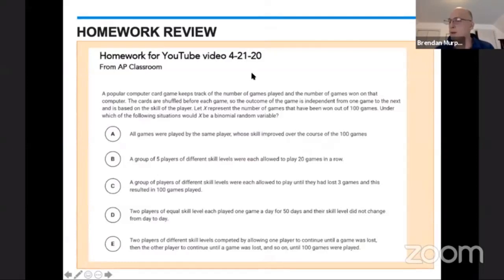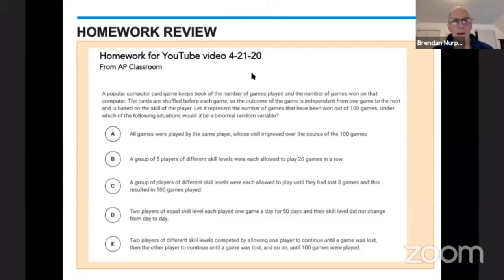So this was the homework from last night, the problem that Luke left with you. A popular computer card game keeps track of the number of games played and the number of games won on that computer. I call this setting the stage. It feels like you either win the card game or you don't. The cards are shuffled before each game, so the outcome of the game is independent from one game to the next and is based upon the skill of the player. That makes sense. I like that independent word.